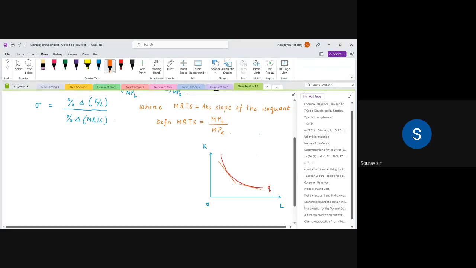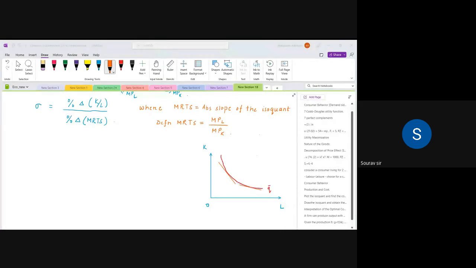Do all of you agree to this? Can you please confirm with a yes or a no? The slope of the isoquant means the slope of the tangent at that point. Can all of you confirm? Yes? Yes. Yes, sir. Yes. Correct?